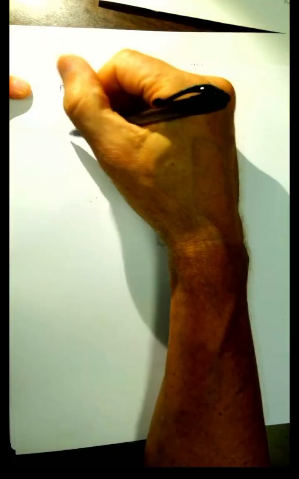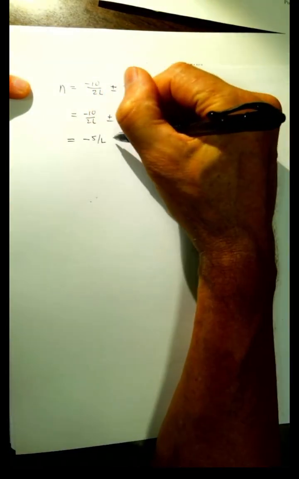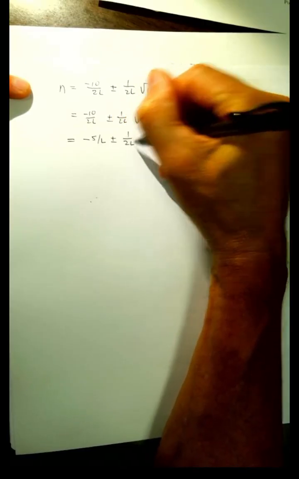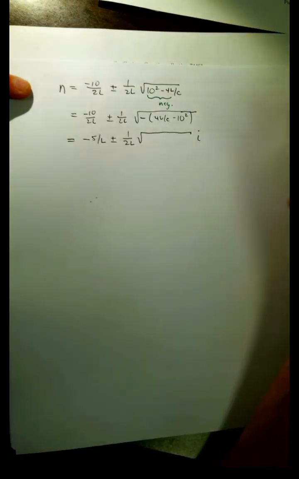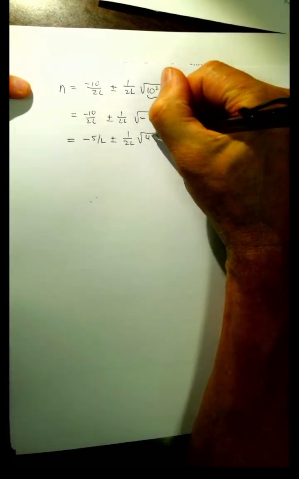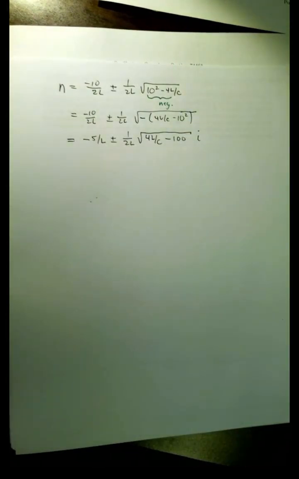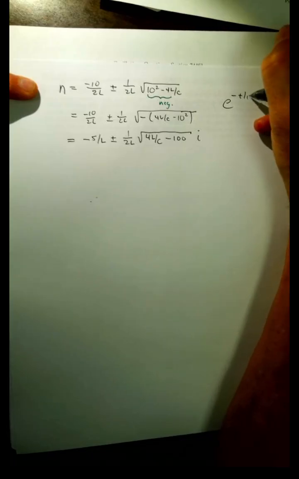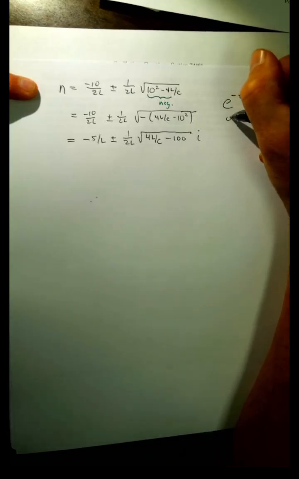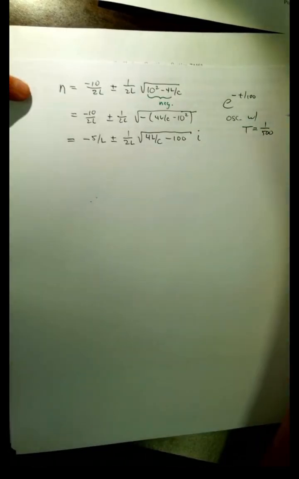And I can pull that out as my I. So minus 10 over 2 is minus 5 over L plus minus 1 over 2L. I pull out this negative 1, it's going to give me an I. I'm going to have 4L over C, then the 10 squared is 100. And I know it's going to decay like e to the minus t over 100 and oscillate with a period of 1 over 500 per second, or seconds.